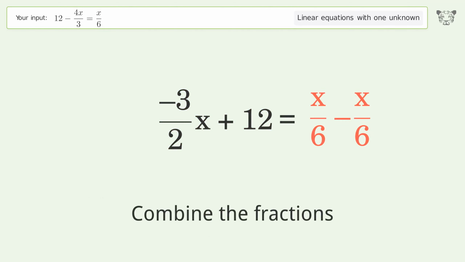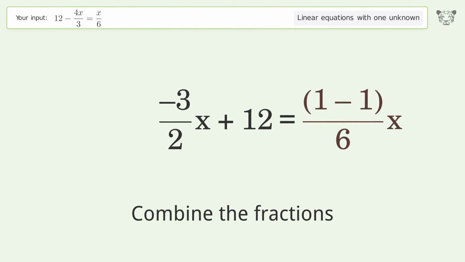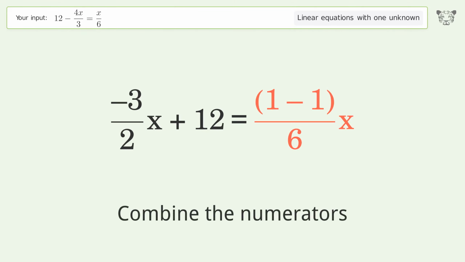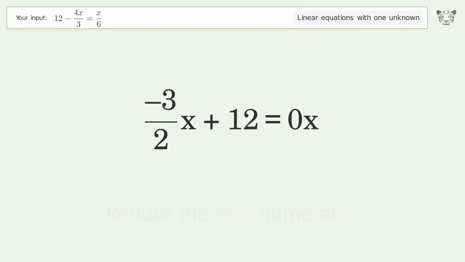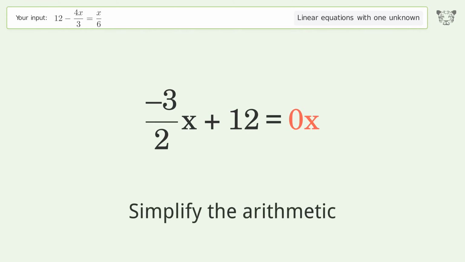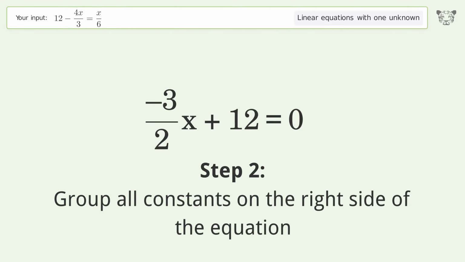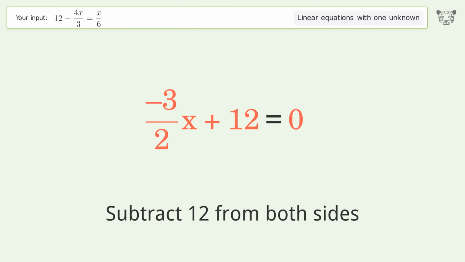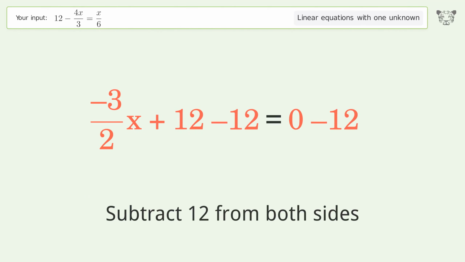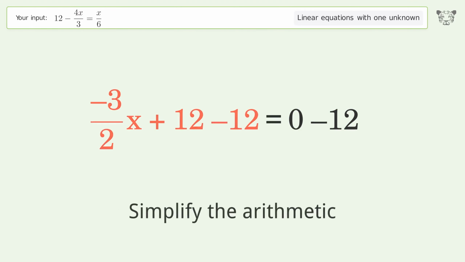Combine the fractions. Combine the numerators. Reduce the zero numerator. Simplify the arithmetic. Group all constants on the right side of the equation. Subtract 12 from both sides. Simplify the arithmetic.